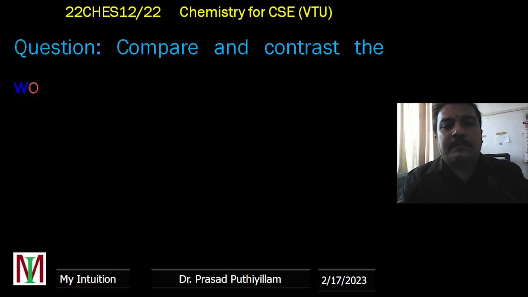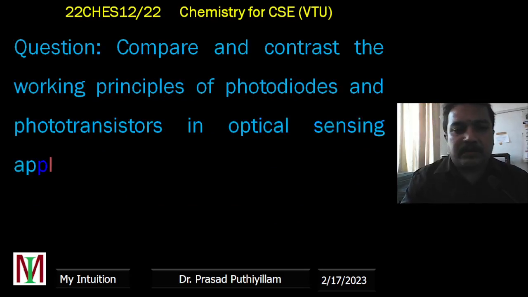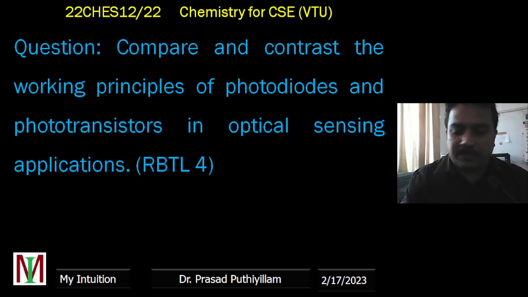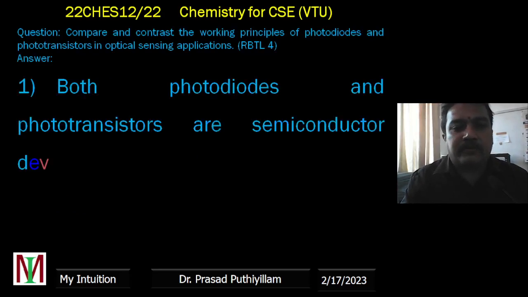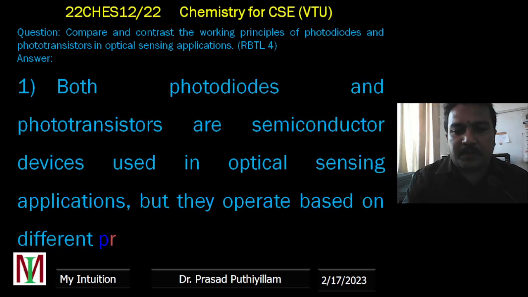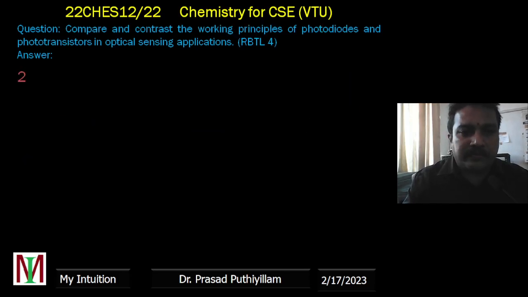Okay. Question: compare and contrast the working principle of photodiodes and phototransistors in optical sensing applications. Level 4 question. Photodiodes and phototransistors are not explained in the points section, so here in the question-answer type we will explain them. Both photodiodes and phototransistors are semiconductor devices used in optical sensing applications, but they operate based on different principles. Semiconductor devices use semiconductors. We know what semiconductors are: conductors, non-conductors, and semiconductors. So photodiodes use materials which are semiconductors, and they work on different principles.